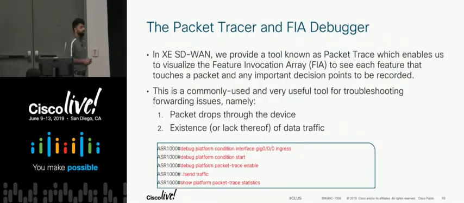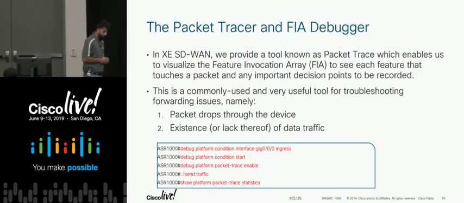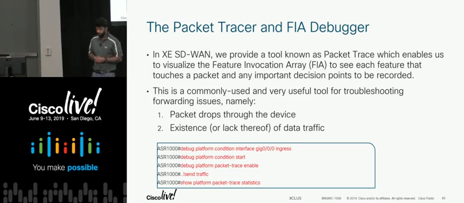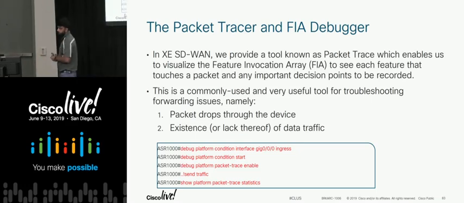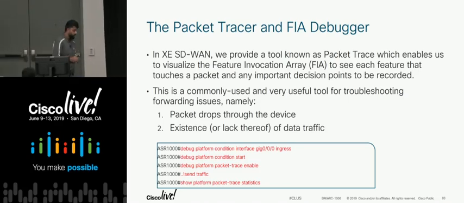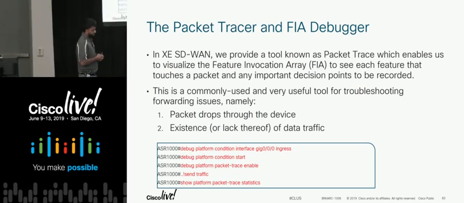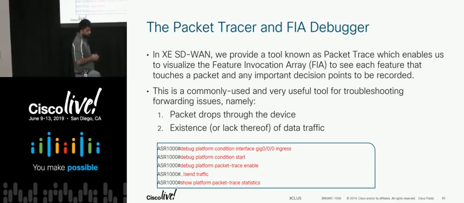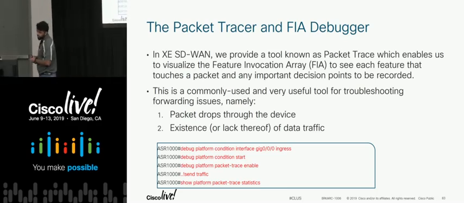Then the packet tracer, this is our traditional packet tracer as we always use in our XE devices. So this packet tracer comes into play when there is a packet drop, obviously, or if there is any lack of packets or anything at all in the data traffic. And this visualizes the FIA, the feature invocation array, and gives you the details of it.